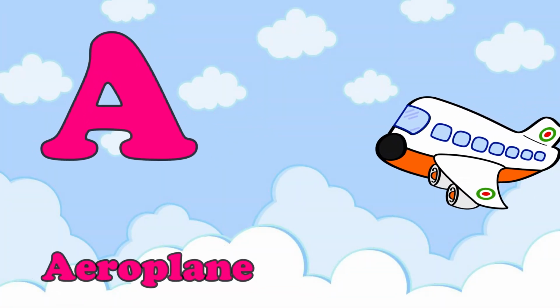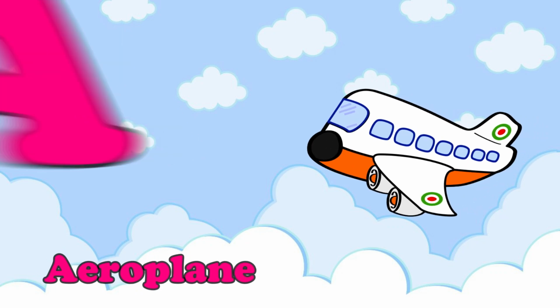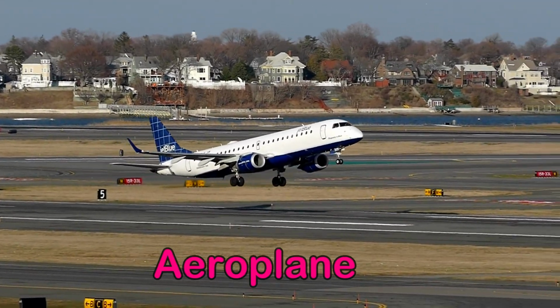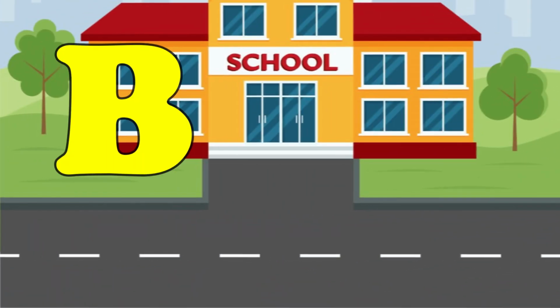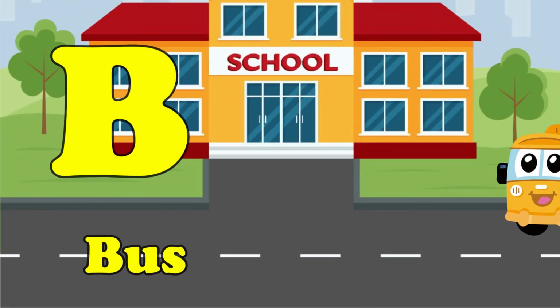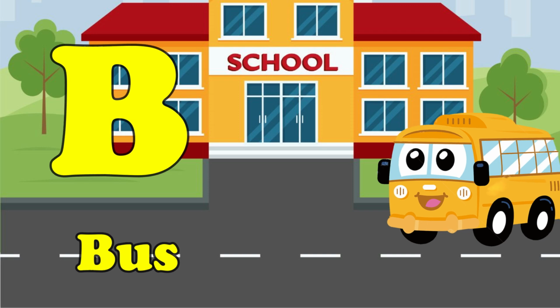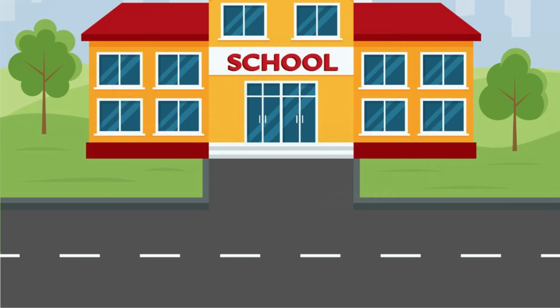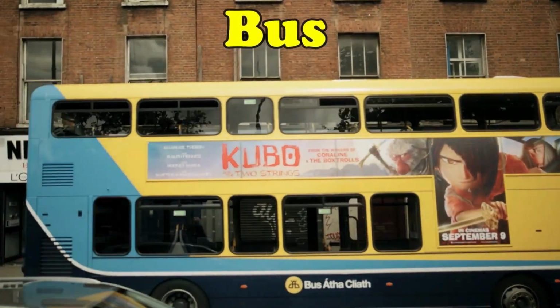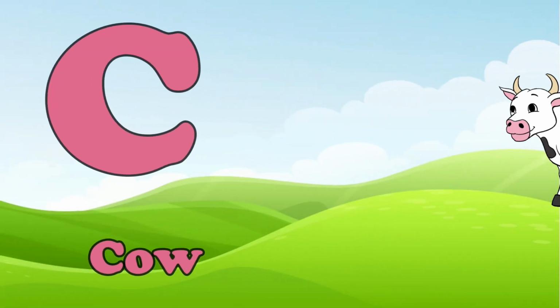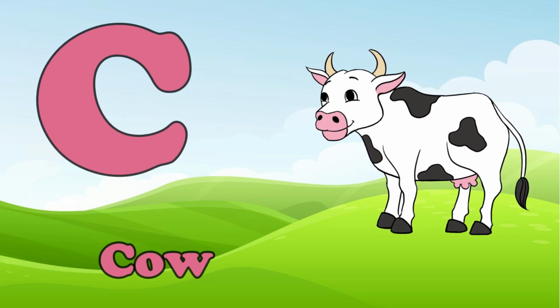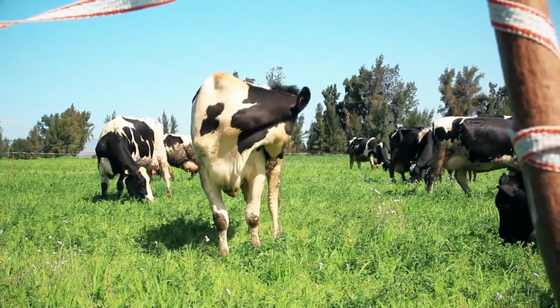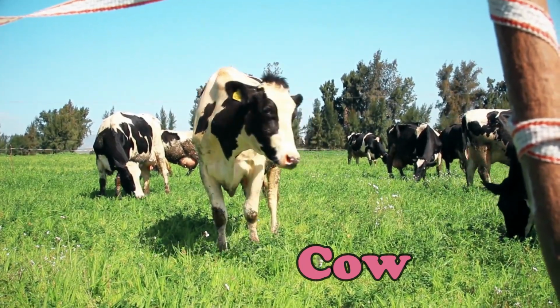A. A for aeroplane. A for aeroplane. B. B for bus. B for bus. C. C for cow. C for cow.